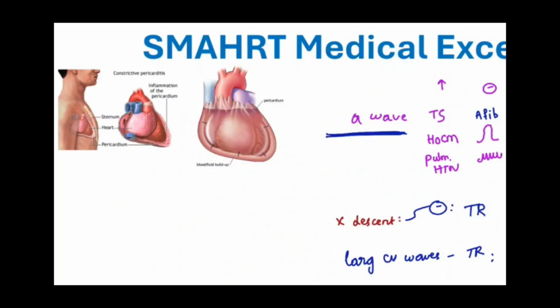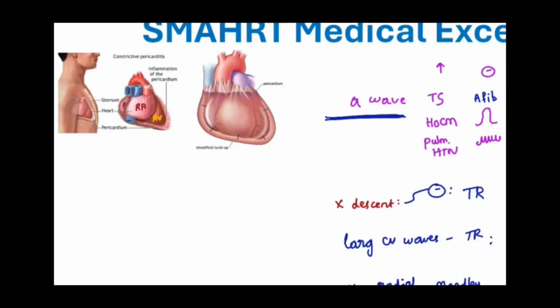See, this is constrictive pericarditis. So what are you all noticing here? This is the right atrium and this is the right ventricle. Everybody knows the right ventricle is the front facing part of the heart. In this diagram, you also notice that there is inflammation of the pericardium. That is known as pericarditis, and this is a figure which represents constrictive pericarditis.